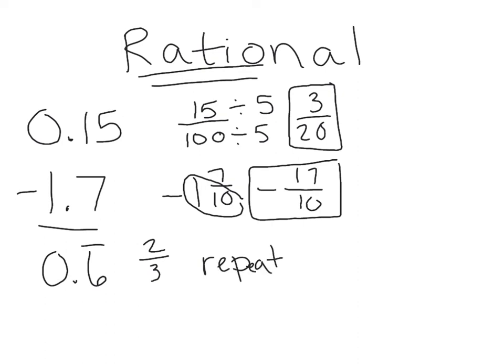Except for let's spell repeating right. And there you go. There's our justification. I hope this helped with justifying why a number is rational when you have decimals.